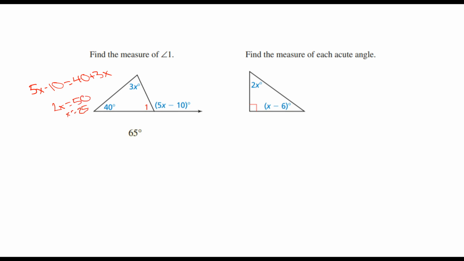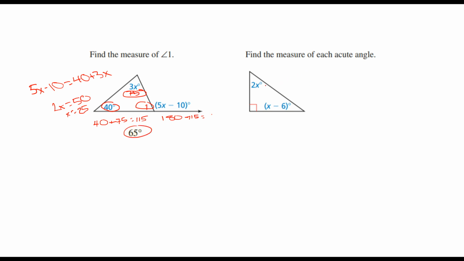You have a few ways that you can then use that information. You could plug x in here and get 75 degrees is this corner. And then know that 40 plus 75 plus this corner equals 180. So in that case, 40 plus 75 equals 115. And from there, we can figure out 180 minus 115 is equal to 65 degrees, our answer.